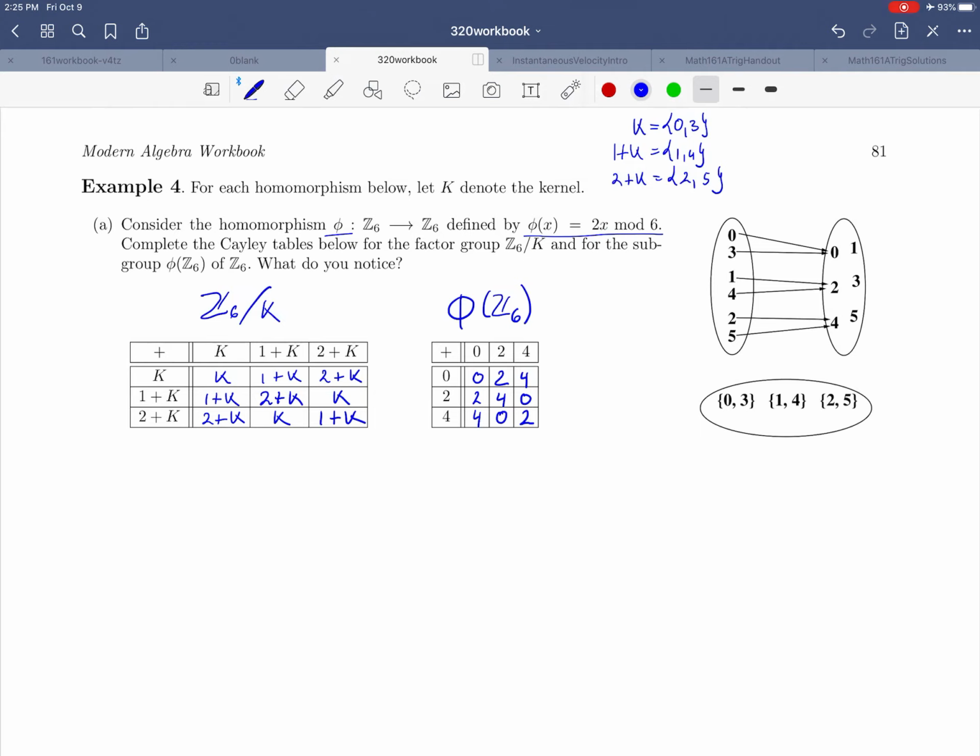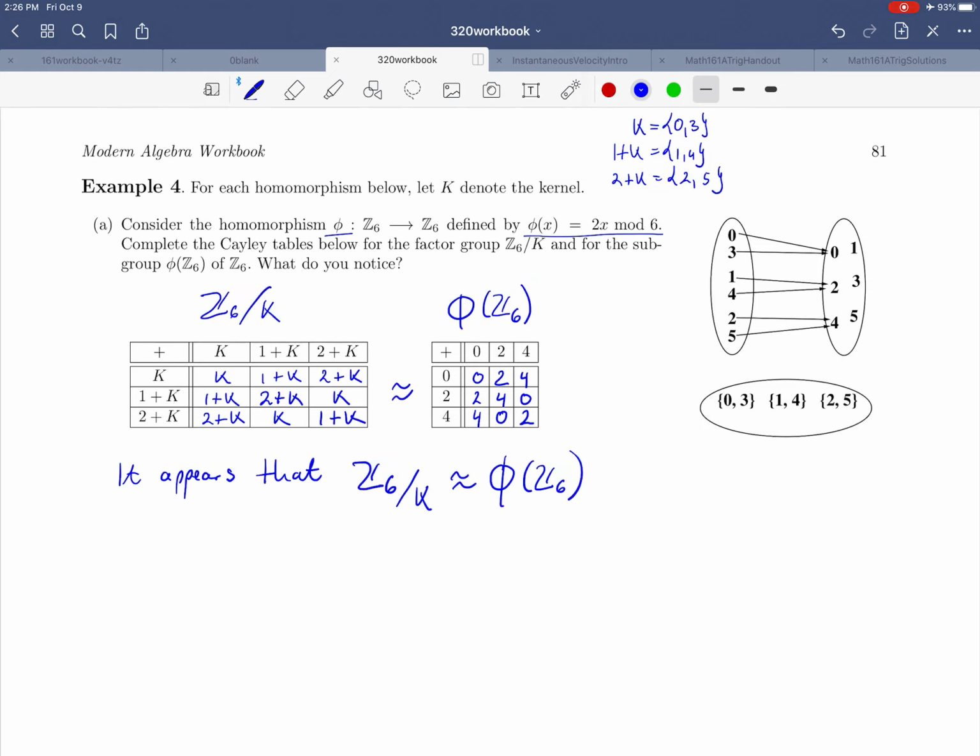So when we're looking at this, what do we notice? We have two Cayley tables that have different things in them, two groups with different things in them, but the Cayley table has exactly the same structure. And so it seems like these two groups are isomorphic. And yeah, so it appears that our factor group, Z6 mod the kernel, is isomorphic to the homomorphic image in our example.